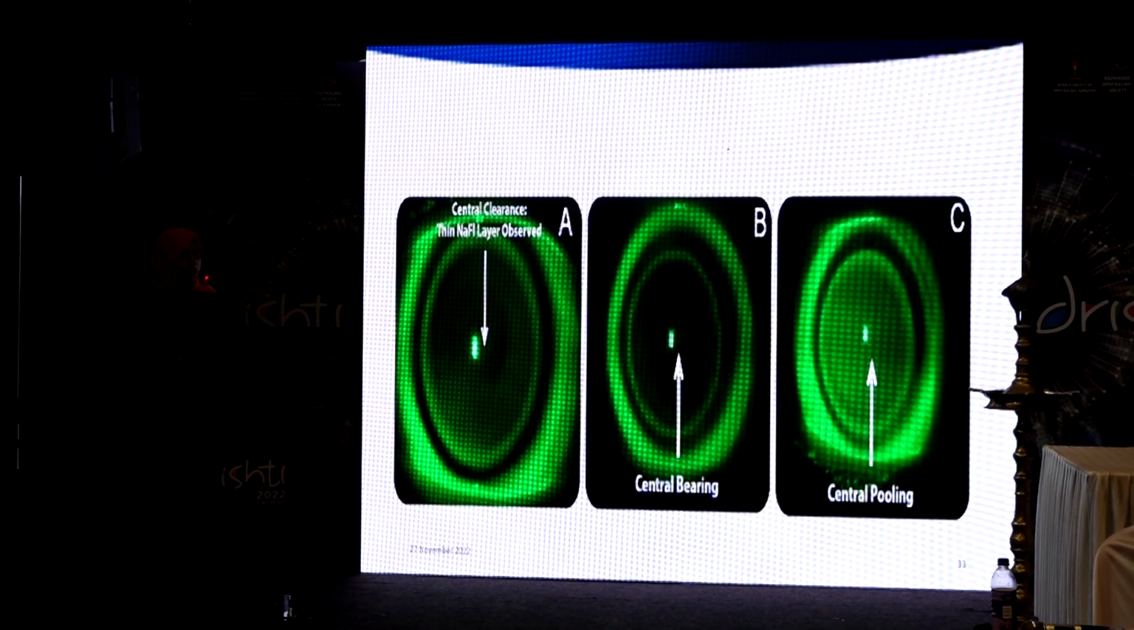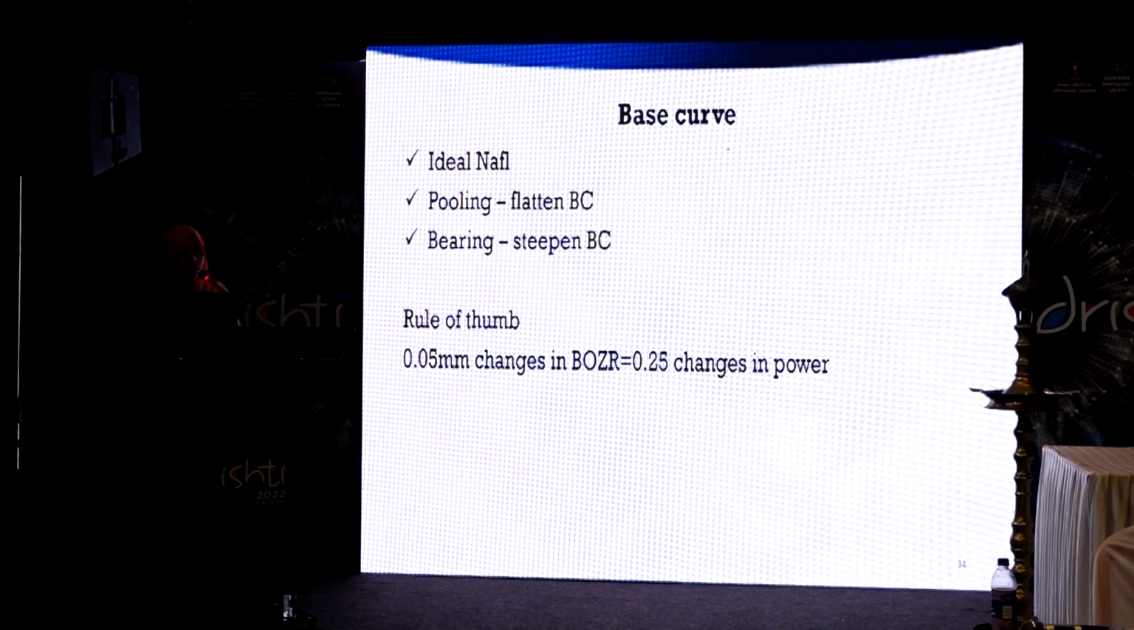So in the first picture, you can see a central clearance with thin fluorescence, and in the B picture you can see a central bearing, and in the C picture you can see a central pooling. So for the base curve, there should be an ideal sodium fluorescein pattern, and if it is pooling, it means a steep fit, so you have to flatten the base curve. If it is bearing, it means there will be a central touch, so you have to steepen the base curve. So here also we follow the rule of thumb, where a 0.05 change in back optic zone radius will be equal to a 0.25 change in the power.